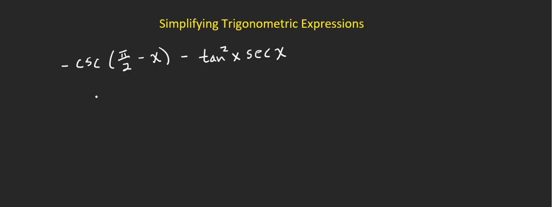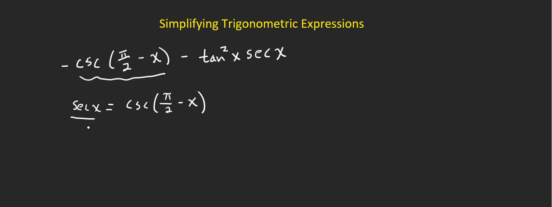Let's take a look at the next example. If you recall, secant x is cosecant of pi over 2 minus x, because they're cofunctions. So I could replace this part right here with secant x. As a result, you'll get negative secant x minus tangent square x secant x.